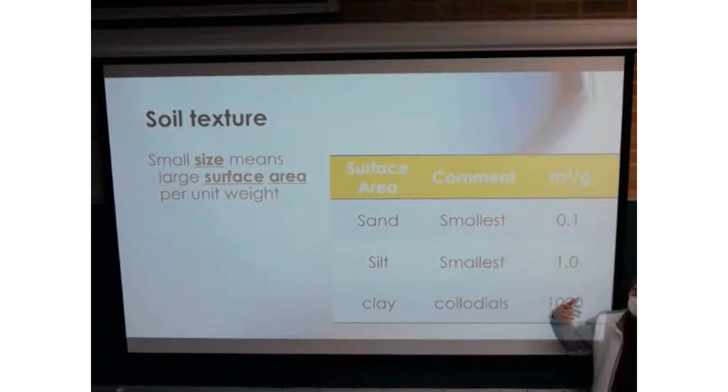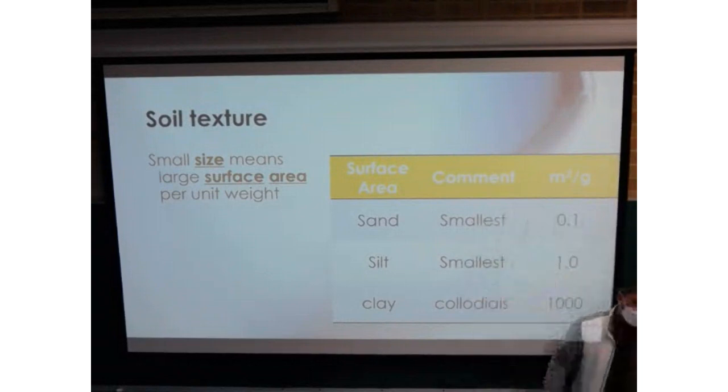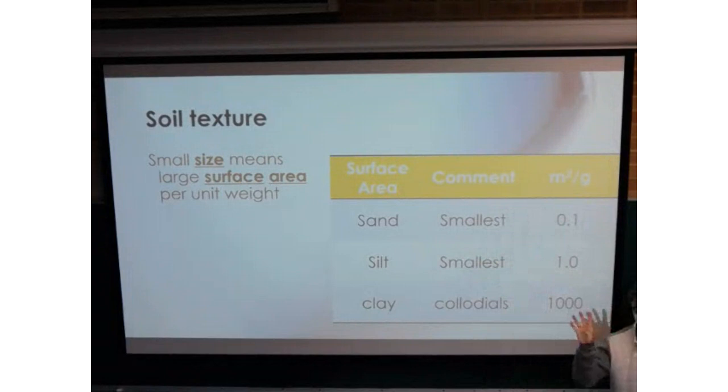even though clay has a huge area to keep the largest amounts of nutrients. So please keep this chart in mind: the sand, silt, and clay particle size and surface area. Please keep in your mind 1,000 square meters in 1 gram of clay. Is that bigger or larger than this room, or what? Auditorium.